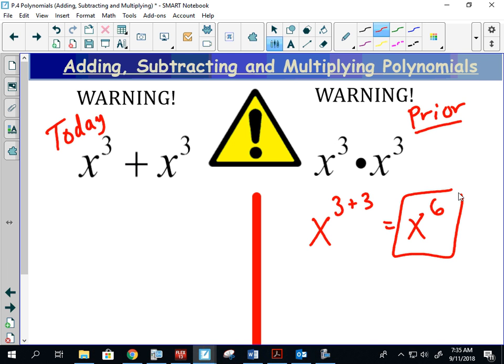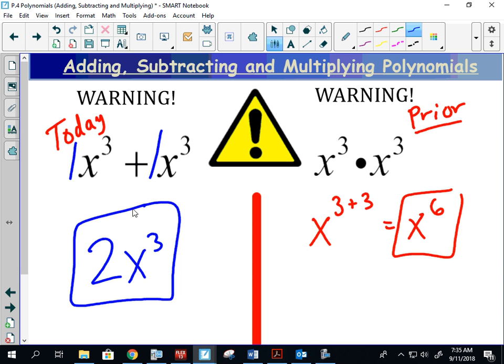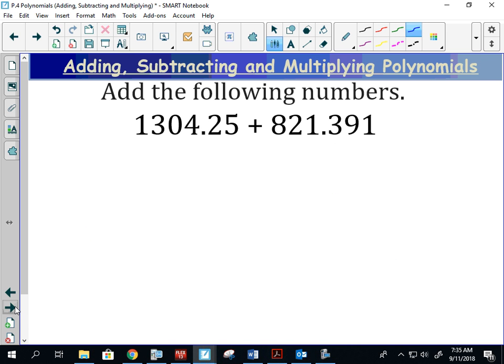But what we're working on today is not multiplying, but adding them. So here I have 1x cubed plus 1x cubed. That makes 2x cubed. So just notice the difference between when I'm adding and when I'm multiplying with these. To start, we're going to go back in time to grade school, to remind ourselves how we added these types of numbers, because the process can be very similar to what we're working on today.